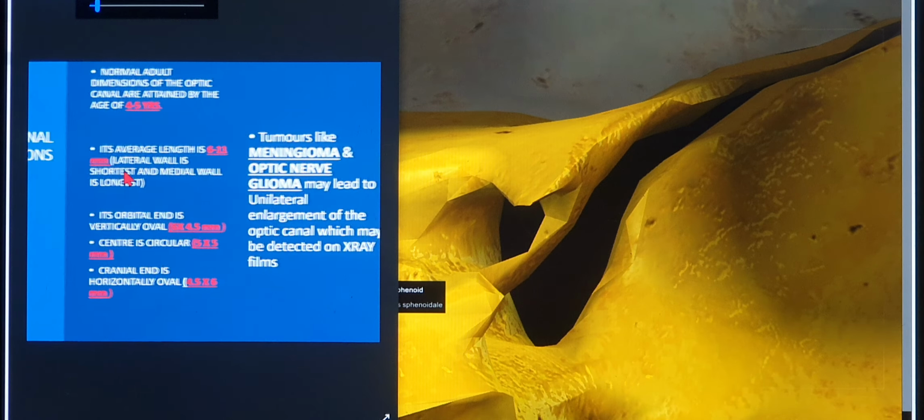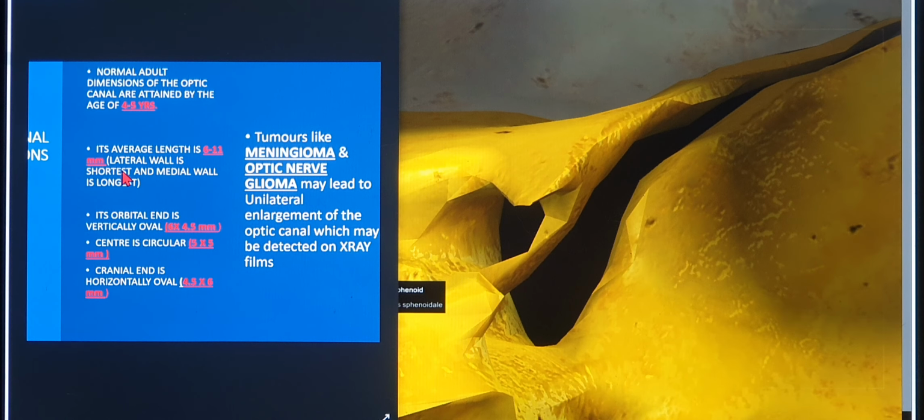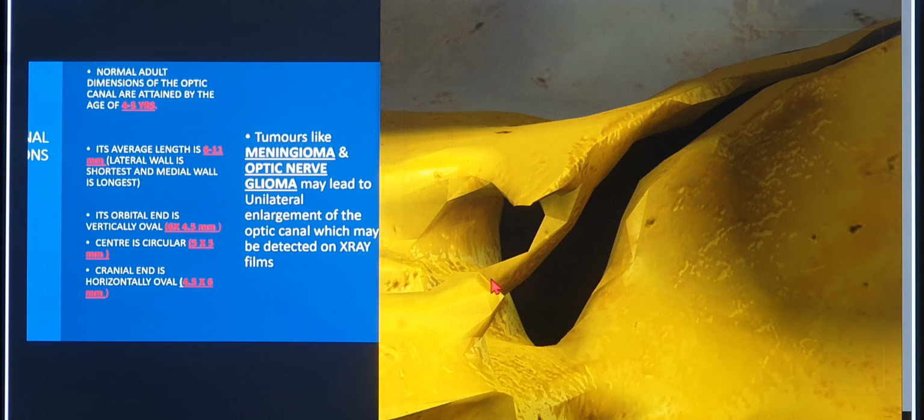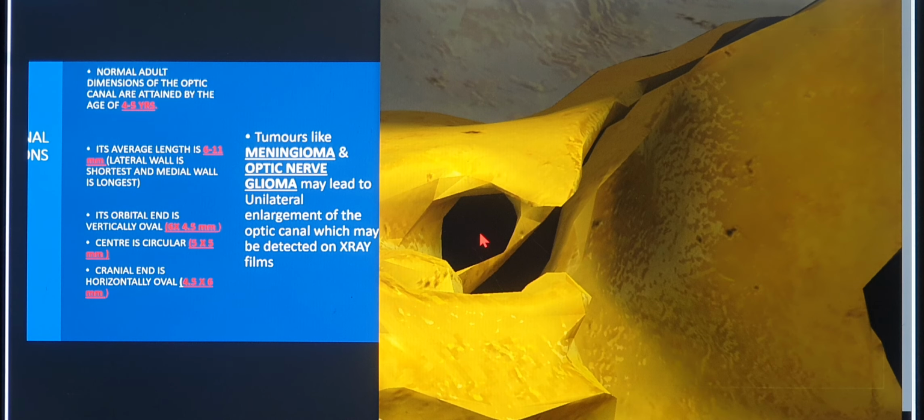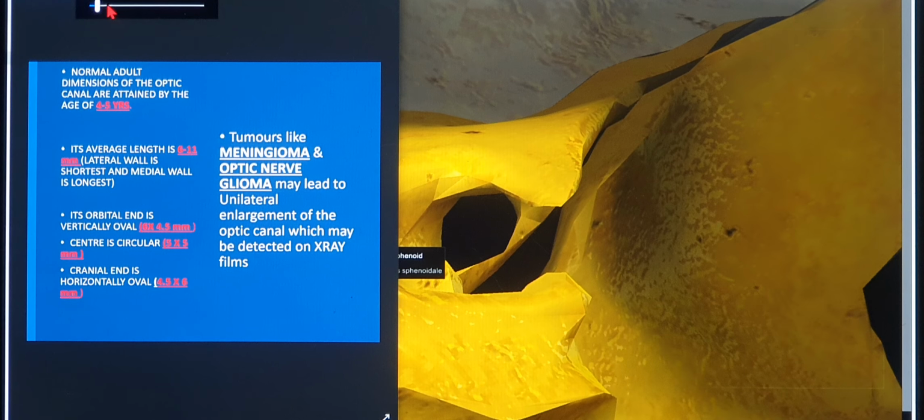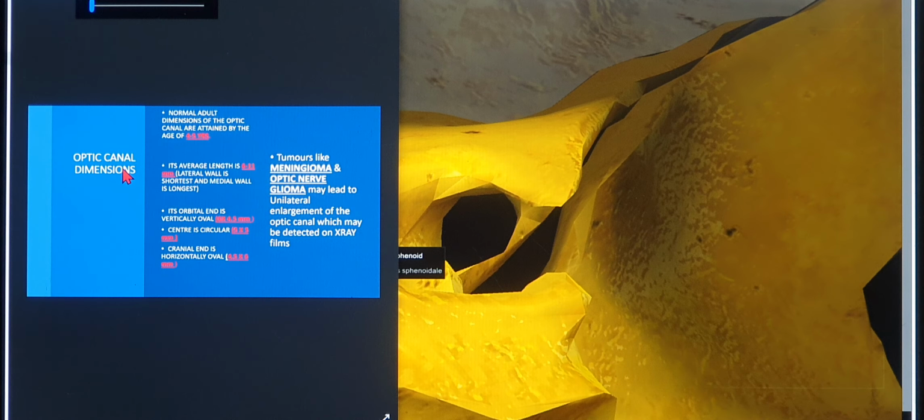If you take an X-ray, in some conditions a tumor like meningioma and optic nerve glioma may lead to unilateral enlargement of the optic canal, which may be detected on the X-ray films. You can have that for your extra knowledge, that the optic canal, as you can see over here, can get widened. It can widen in cases of meningioma or any other tumor of the optic nerve. So I think that's about the basic anatomy of the optic canal.